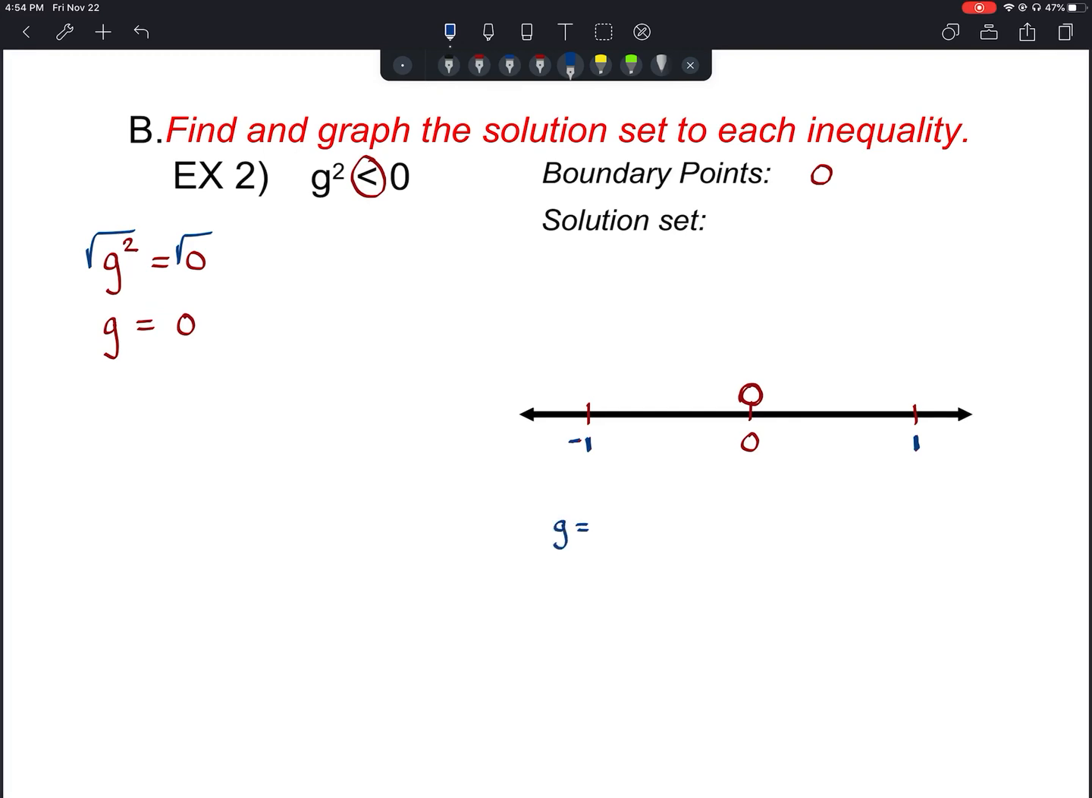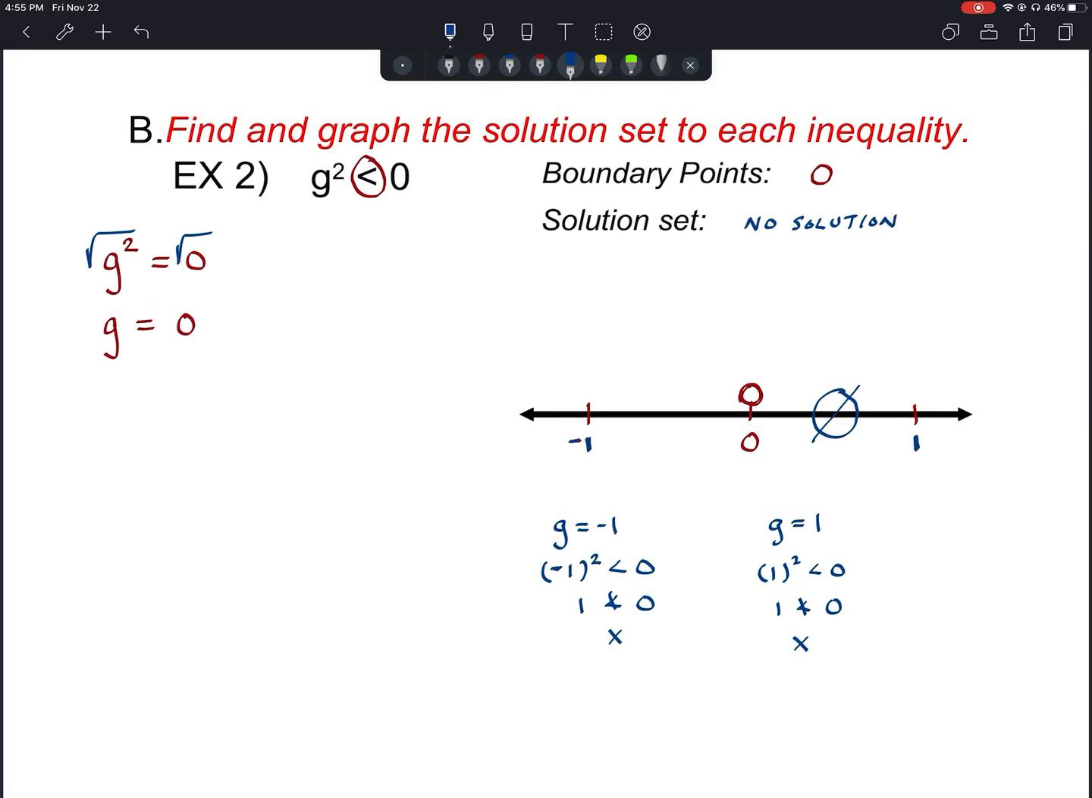If g is -1, when we plug in -1 and square it, we get 1, but 1 is not less than 0. So that does not work. And when we plug in +1, we end up with the same exact statement, so that doesn't work. There doesn't seem to be anything that's going to make this one true. So in this case, we're just going to end up with no solutions.